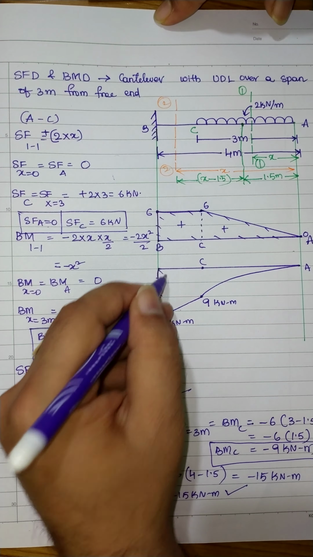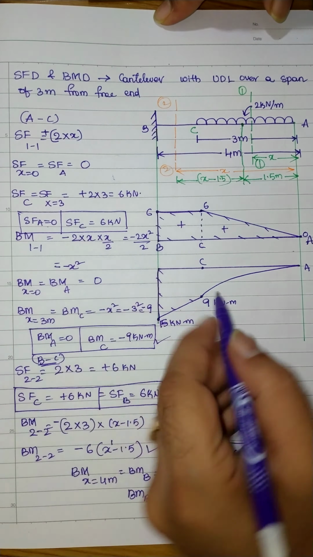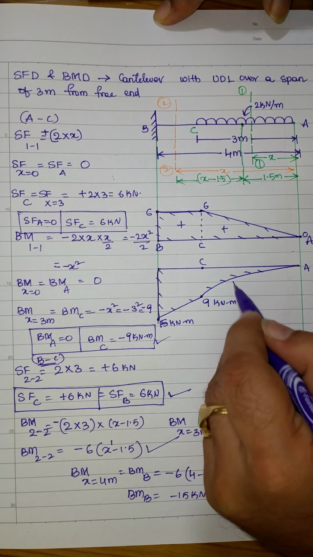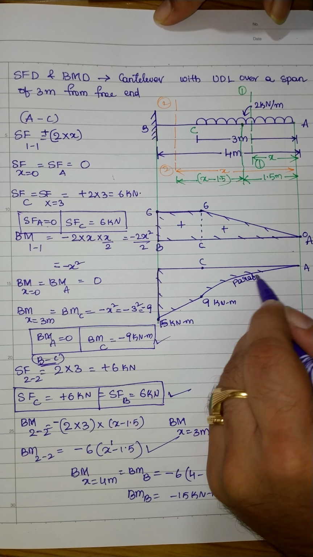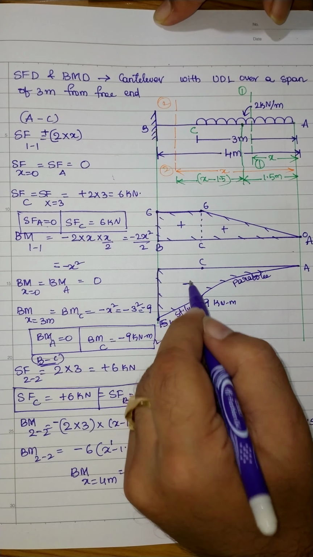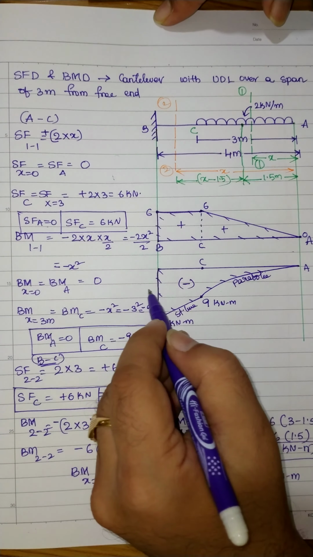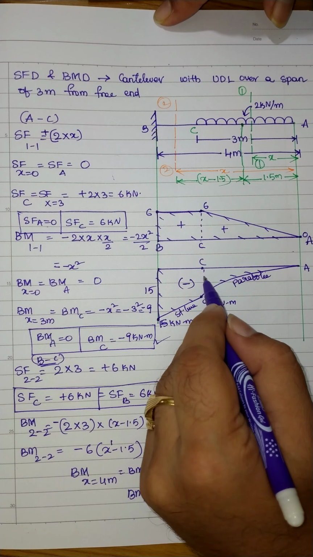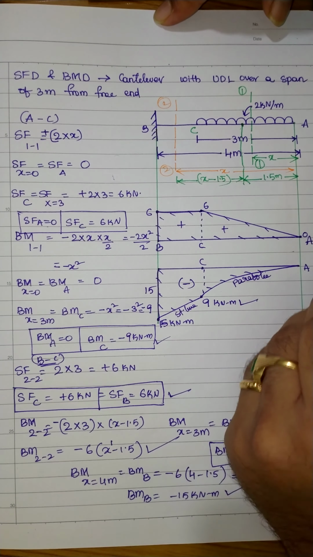Now this is the bending moment diagram we get. This is a parabola, and we have a straight line here, and everything is negative. 15, and up to here it is 9, and this one is 0.